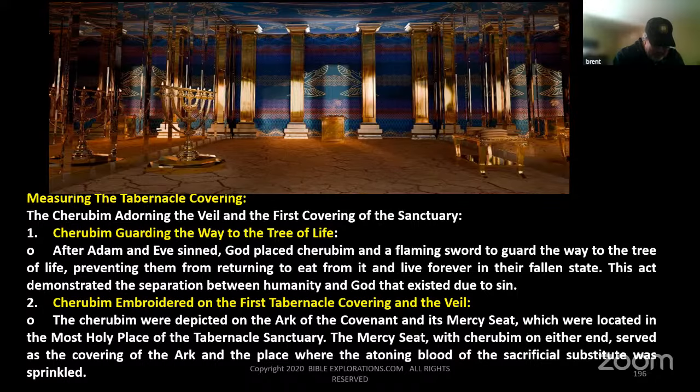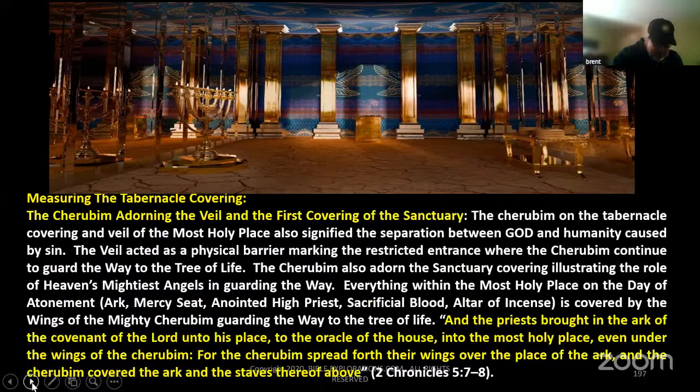The cherubim embroidered on the first tabernacle covering and on the veil. The cherubim were depicted on the Ark of the Covenant and its mercy seat, which were located in the most holy place of the tabernacle sanctuary. The mercy seat, with cherubim on either end, served as the covering of the ark, in the place where the atoning blood of the sacrificial substitute was sprinkled. The cherubim adorning the veil of the first covering of the sanctuary.